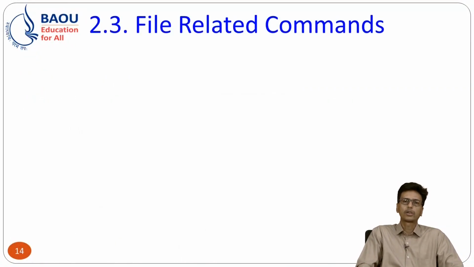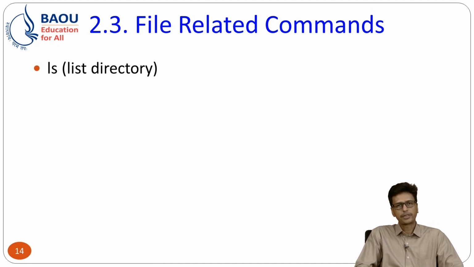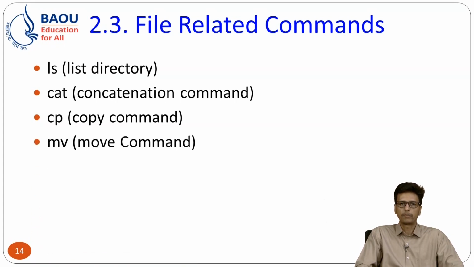Now these 4 commands that we have seen, pwd, cd, mkdir and rmdir, are related to directories. Now we are moving on to the file related commands. In subsequent sessions we will see all these commands. First command is ls, second is cat, third one is cp for copy and fourth one is mv for move. Now we start with the ls command, that is list directory.